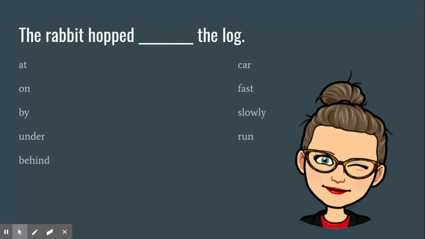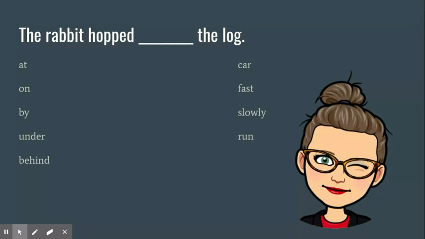The rabbit hopped at the log. Yep, got to the log, hopped. The rabbit hopped on the log. Still makes sense. The rabbit hopped by the log. He's doing a lot of hopping right by the log. The rabbit hopped under the log. Imagine if the log were up high and he just kind of hops along underneath it. The rabbit hopped behind the log. The log's right here and he decides to hop behind it.